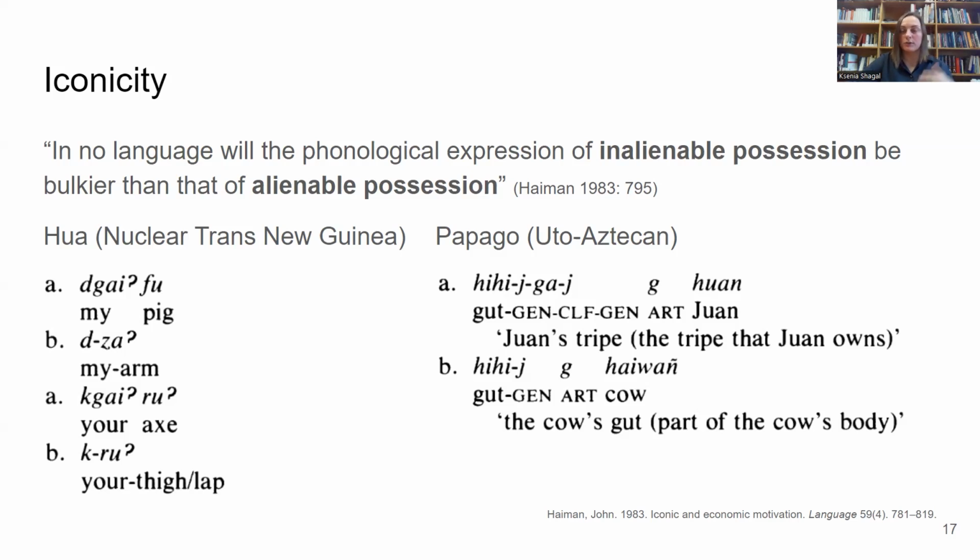So language reflects the situation or the cognitive perception of reality in a way.